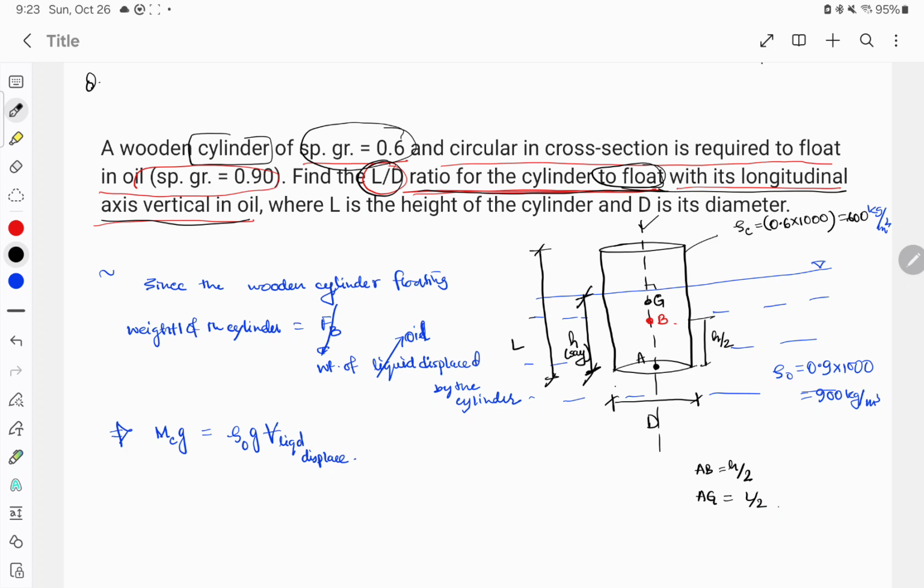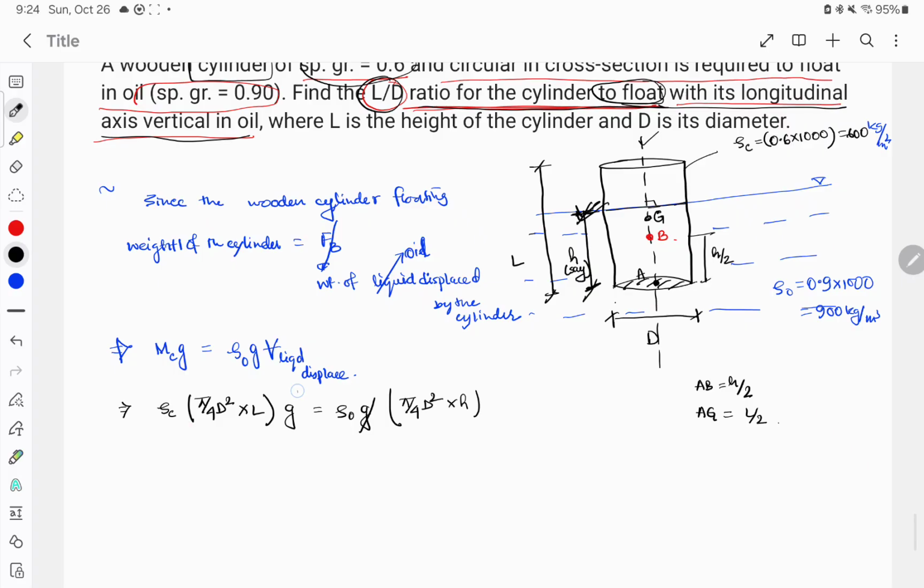So let us first solve this equation on the right side. Mass is density into volume of the cylinder. Volume of the cylinder is the volume of the base, pi by 4 d square, into L, into G. Volume of the liquid displaced will be pi by 4 d square, and it will go till only this part, so it will be small h.